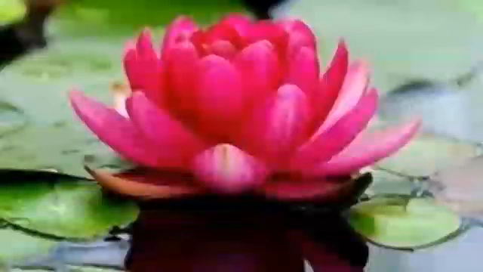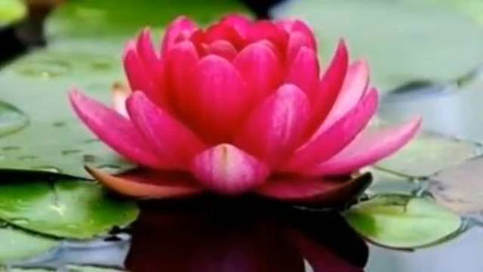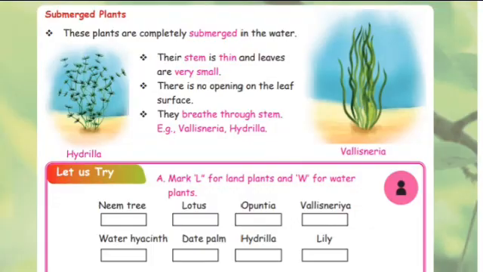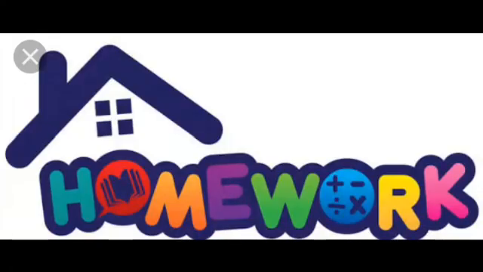Next, fixed rooted plants. Example, water lily and lotus. These plants have air tubes in their stem to help them float in water. Next, submerged plants. These plants are completely submerged in water. There is no opening on the leaf surface. Example, Vallisneria and Hydrilla.